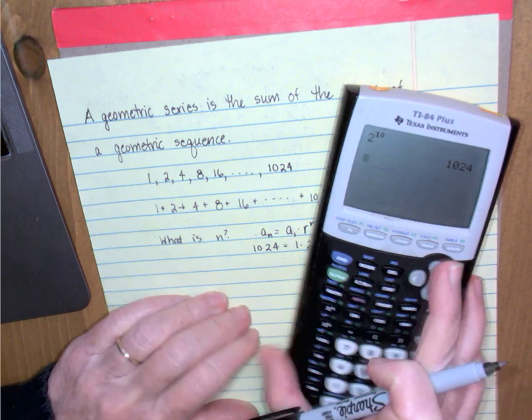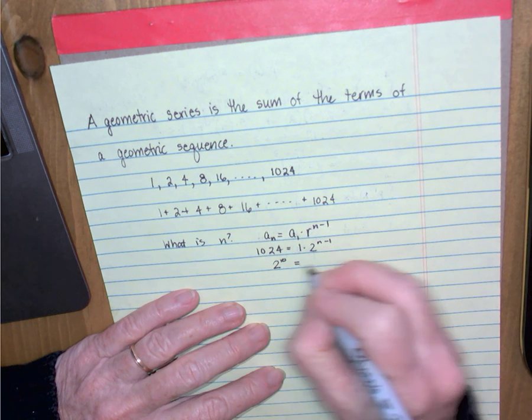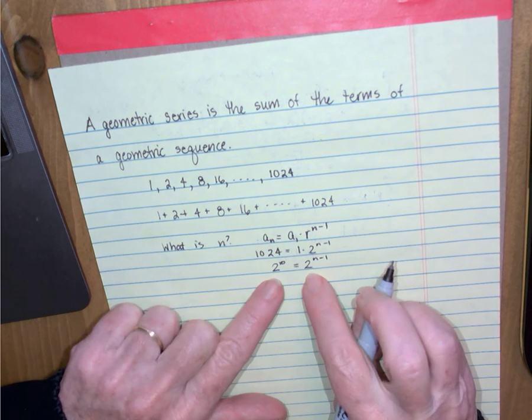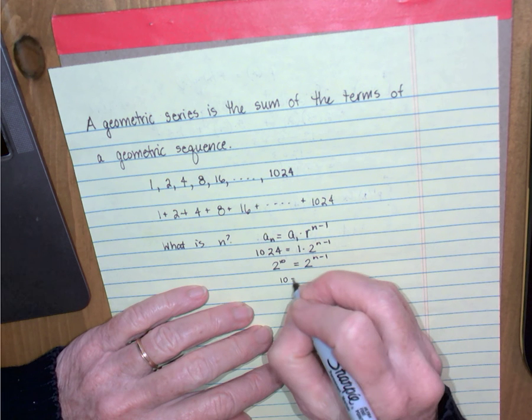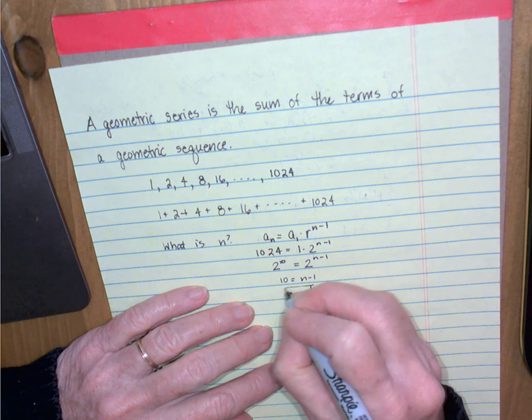Oh, it's a lucky guess. Good. So this is 2 to the 10th. And on the right-hand side, I have 2 to the n minus 1. If the bases are the same in an exponential equation, then the exponents have to be the same. So n is going to be 11.